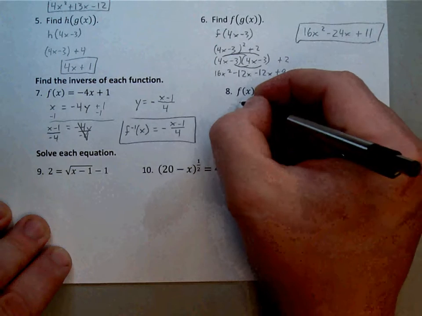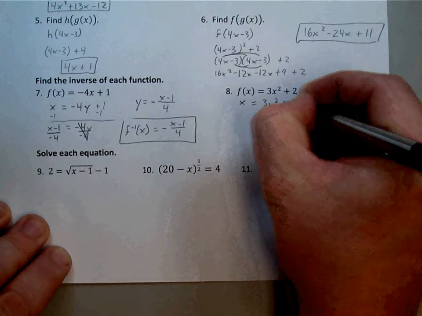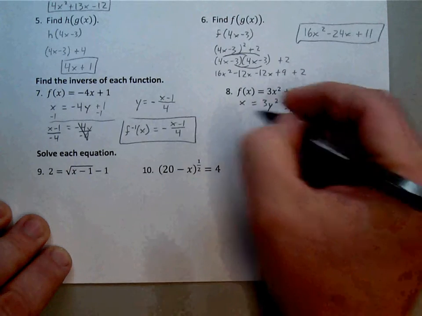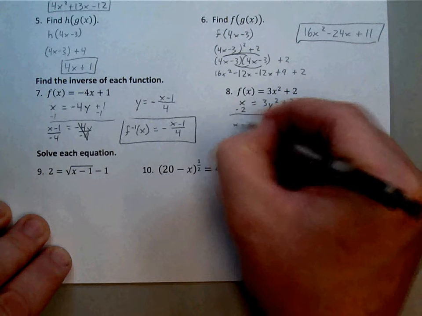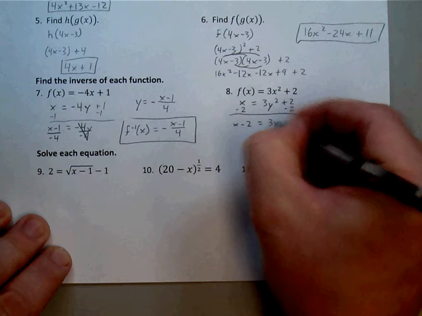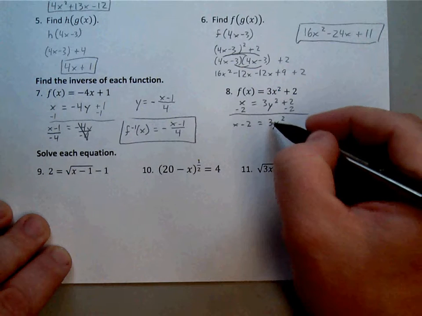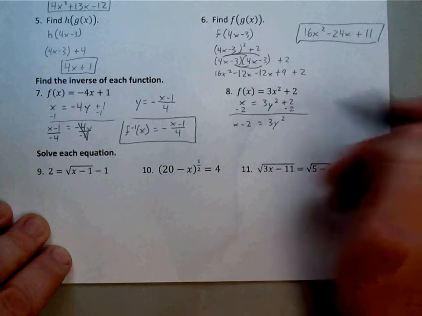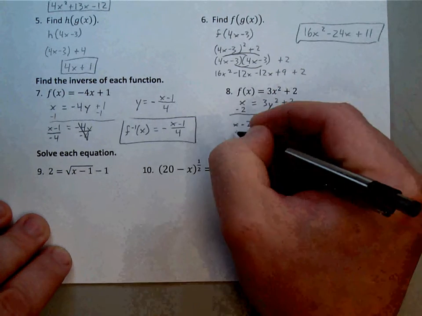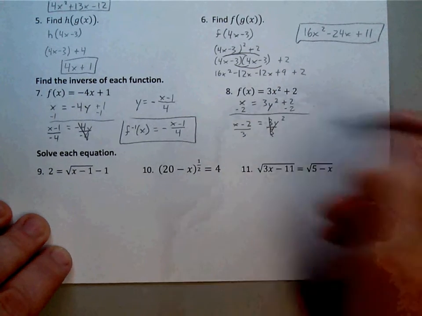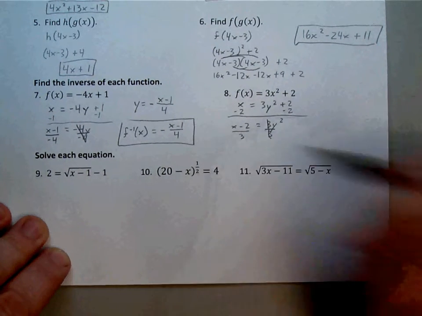Number 8, x equals 3y squared plus 2. First step is to subtract the 2. X minus 2 is equal to 3y squared. There is no parenthesis around 3y, so the square does not apply to the 3. You cannot square root right now. We haven't isolated the y squared. I have to get rid of the 3 next, so you have to divide by 3. So we have y squared equals x minus 2 over 3.